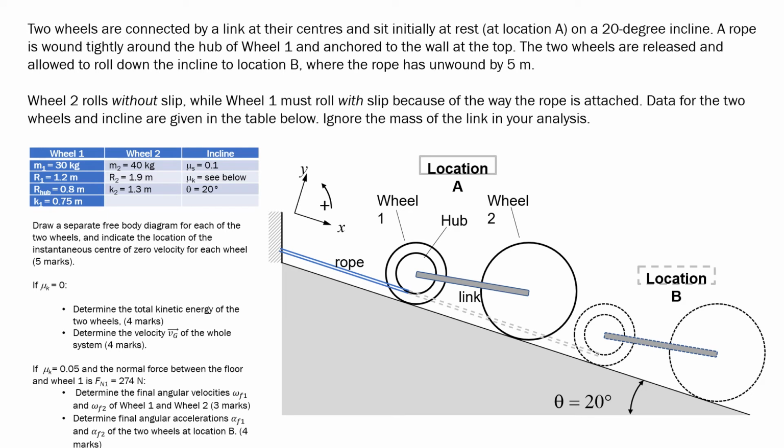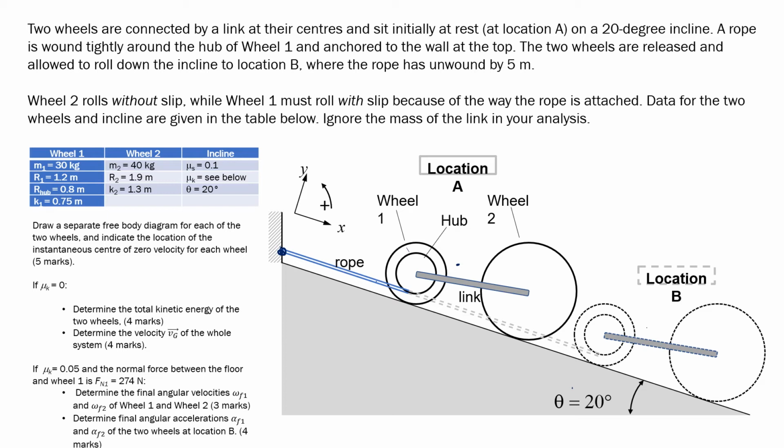Two wheels are connected by a link at their center and sit initially at rest, and that's at location A right here, on a 20-degree incline. So there's the incline. A rope is wound tightly around the hub of wheel 1. There's wheel 1, anchored at the wall at the top, and you can see the anchoring occurs right there. The two wheels are released and allowed to roll down the incline to location B, where the rope has unwound by 5 meters. So location A to location B.